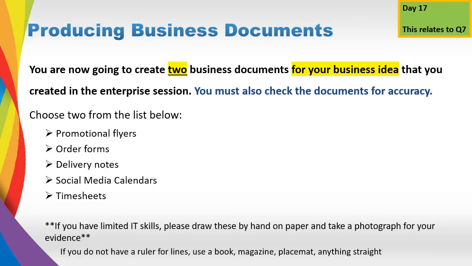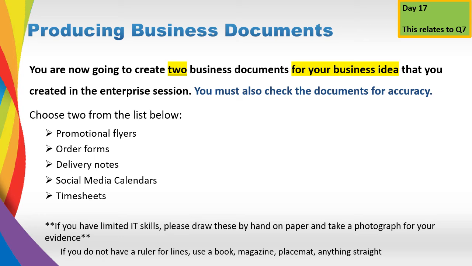So first of all, you're going to produce business documents. You need to create 2 business documents for your business idea that you created in the enterprise session. So you need to choose 2 documents that you're going to produce from the list below. You could have a promotional flyer, an order form, delivery notes, social media calendars, or timesheets.